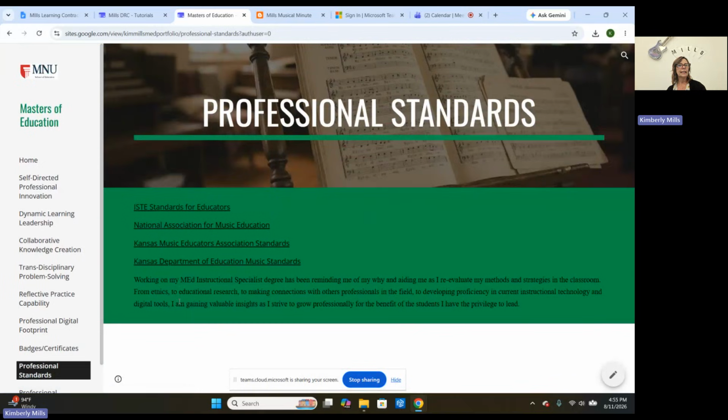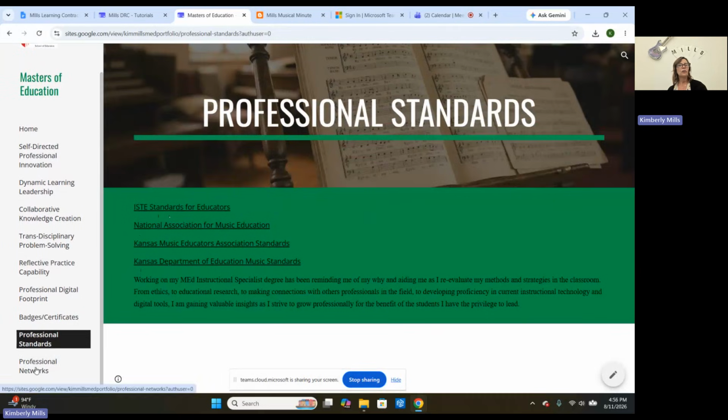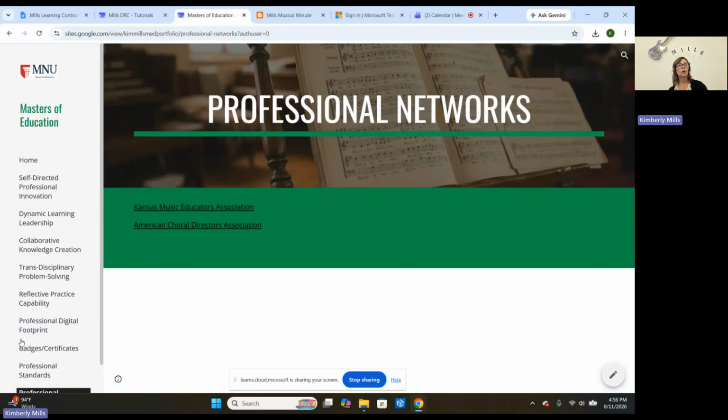Then we have professional standards, and I have linked here the ISTE standards for all educators, as well as 3 different standard groups from the National Association for Music Education, and the Kansas Music Educators Association standards, which actually are the Kansas Department of Education standards. Those are actually one and the same, but you can find them both places, the standards for Kansas. And then the professional networks that I am involved with currently are the Kansas Music Educators Association and the American Choral Directors Association.